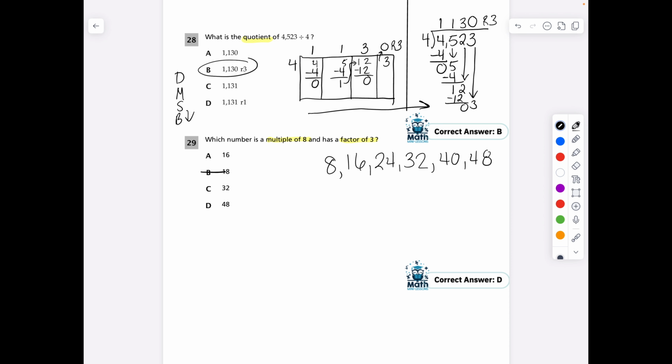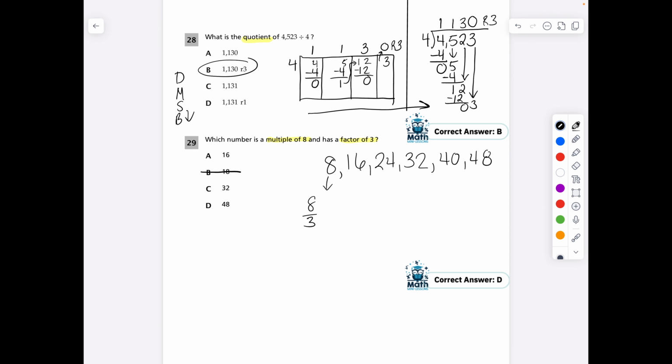And just looking at these numbers here, I noticed that 16 is a multiple of 8, but not 18. So I can eliminate 18. But I see the other 2. So I see 16, I see 32, and I see 48. Cool beans. Now the next part is which one has a factor of 3. Meaning, can I divide any of these numbers by 3?